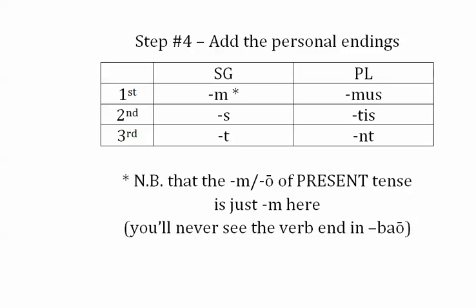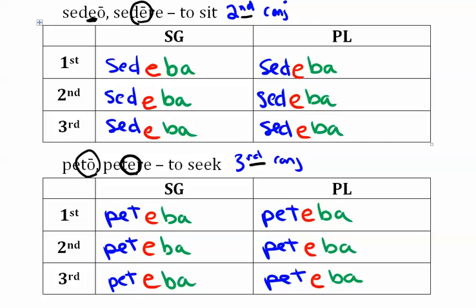The final step is adding the personal endings, which are the same as the ones we talked about for present tense. However, just pay attention to the fact that in present tense, we saw either M or long O in the first person singular, and in the imperfect, we'll only use M. That means that you'll never see the verb end in ba-o. No B-A long O, just bam, B-A-M. So here's our stem, vowel, and the letters B-A, and now we just need our personal endings. And there you have it, the imperfect tense of both second and third conjugation.